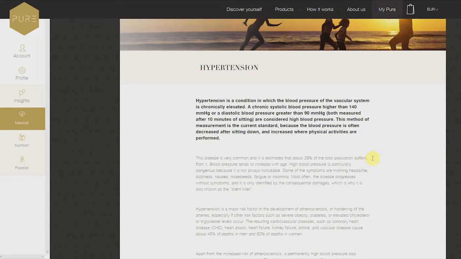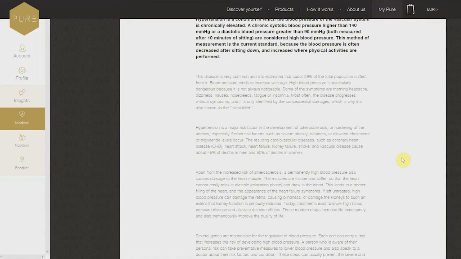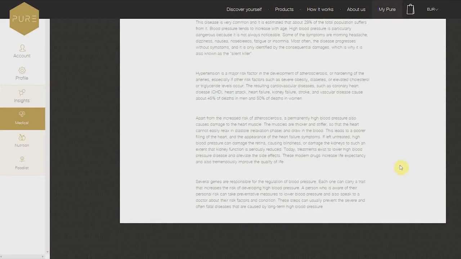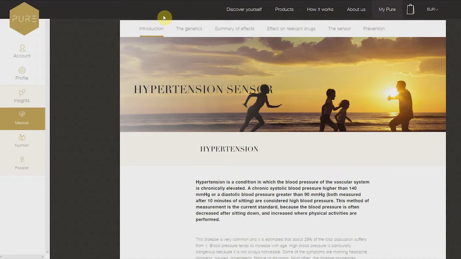So if you go to the introduction section, you will find out a lot about blood pressure, what the normal blood pressure should be, how genetic factors influence blood pressure. So there's a lot of general information about the topic that you can go through in case you're interested. To find out what your genes tell you about your risk of high blood pressure, you have to click on Summary of Effects.